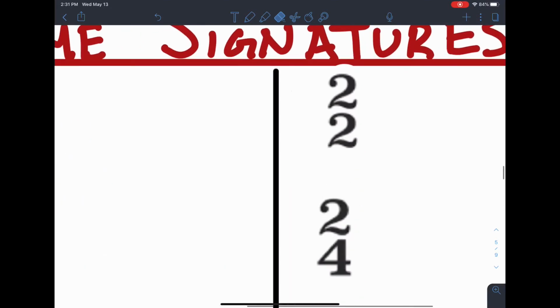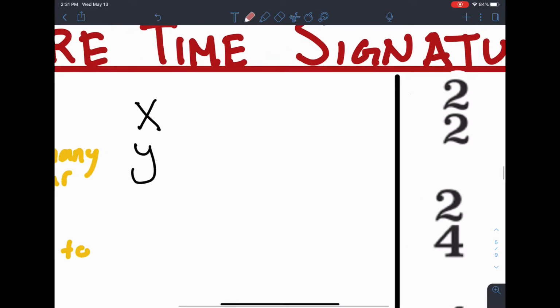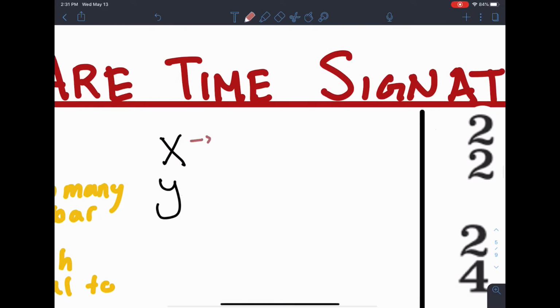Let's talk about what these numbers mean, because they mean very important things. Over here, I copied out these numbers as X and Y, the top number being X and the bottom number being Y. X, the top number, refers to how many beats per bar, how many beats in a bar.